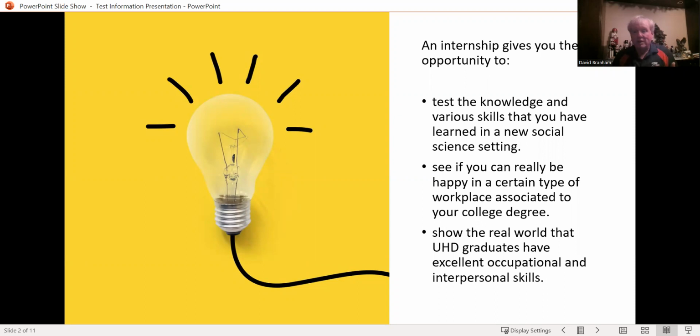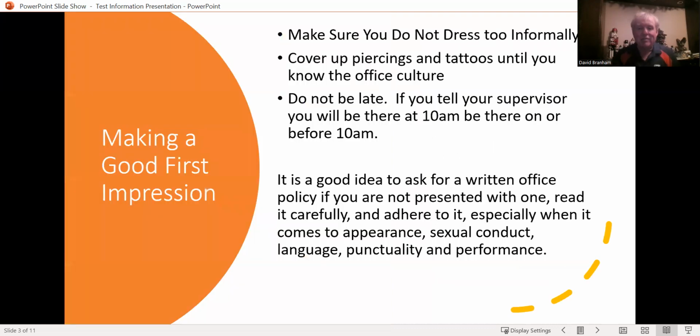Sometimes, with social sciences degrees, you can go to many other venues. You can build your career in government, nonprofits, law offices, schools. There are many opportunities for you. Businesses like social science majors. So this internship is designed to let you see, is this really what I want to do? And it allows you to show the real world that UHD graduates have excellent occupational and interpersonal skills, which we already know, but as I said, we want to make sure the rest of the world knows.